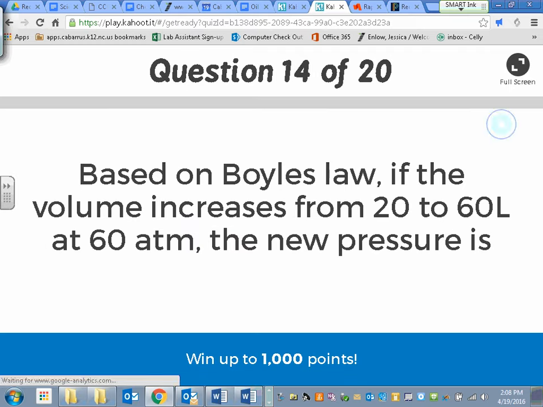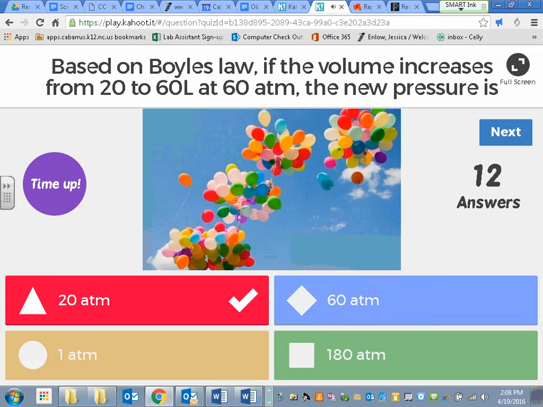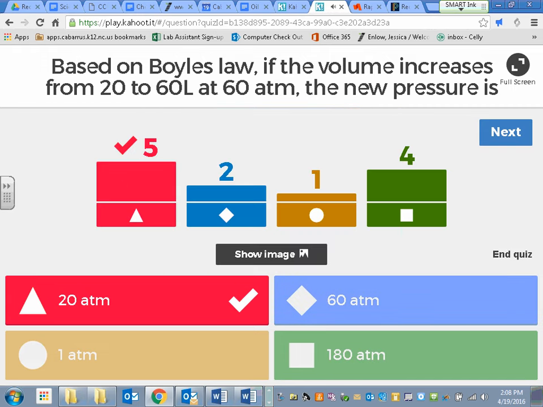Inversely related. Okay, based on Boyle's law, the volume is increased from 20 to 60 liters at 60 atmospheres. It's easy math. You got this. Okay, let's talk about this. If you're tripling the volume, tripling from 20 to 60, what's going to happen to the pressure? You know it's going to go down, and it's going to go down by 3 times, right? So you're going from 60 atmospheres down.